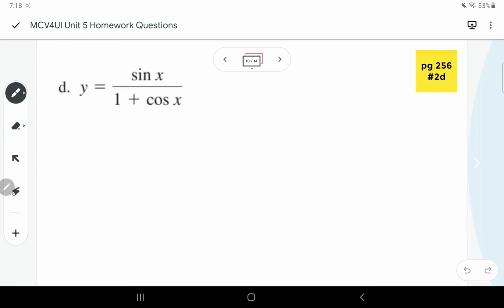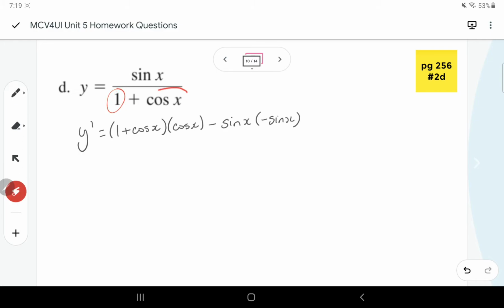Okay, now we are into some trig derivatives. So nothing really to simplify here before I take the derivative. Y prime is the bottom, so 1 plus cos x times the derivative of the top, which is cos x, minus the top, so minus sine x, times the derivative of the bottom. So the derivative of that denominator is negative sine x, because the derivative of 1 is 0. The derivative of cos x is negative sine x. All over the denominator squared.